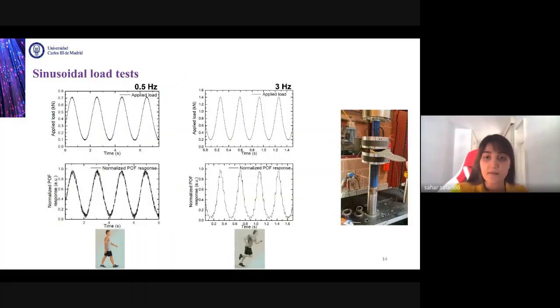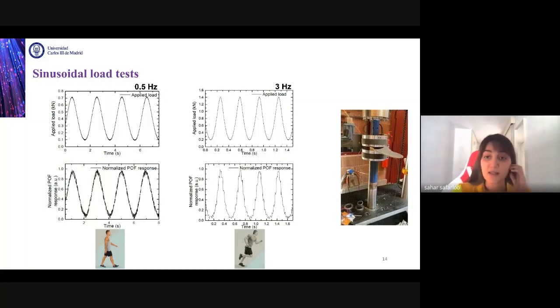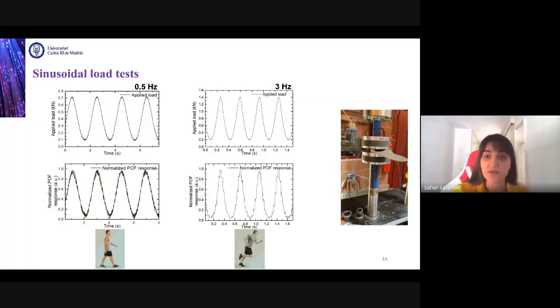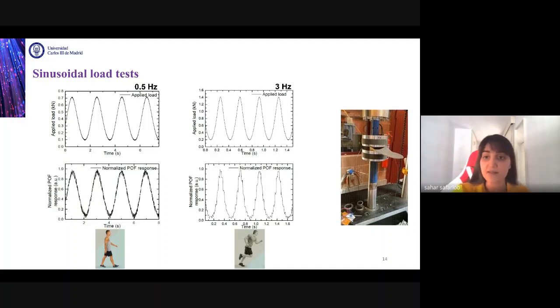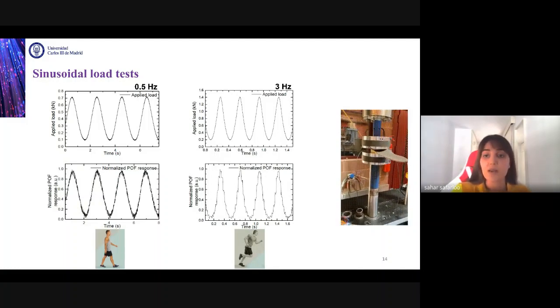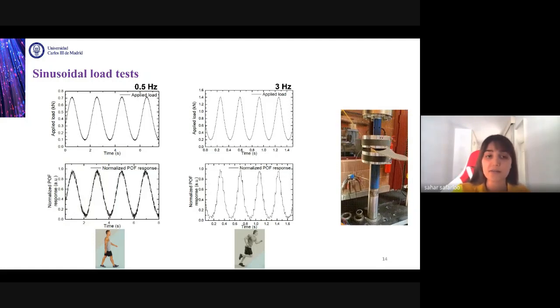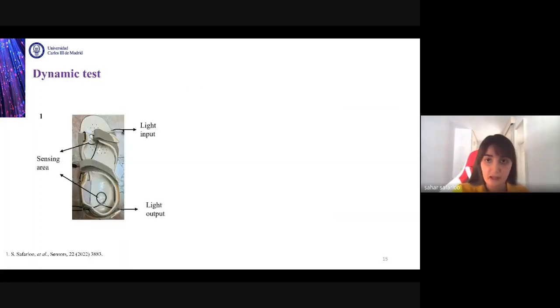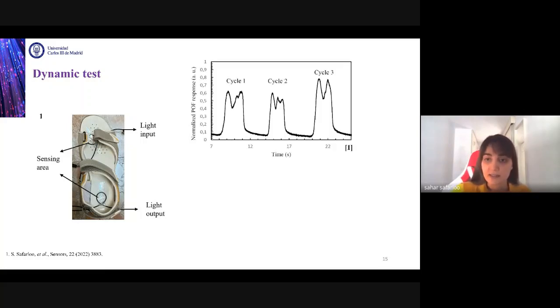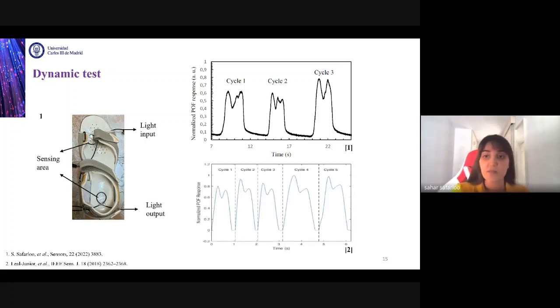And we also perform sinusoidal load tests with moderate and high frequencies to create artificial walking and running patterns. These results show the ability of sensors to take measurements at high frequencies with high repeatability. At the end, we used the sensors inside a sandal and walked with it. Here you can see our result for 3 cycles, which is similar to the one obtained with PUF sensor in a different configuration.